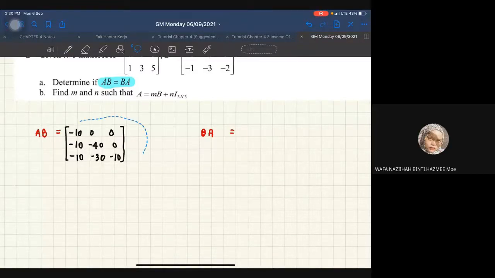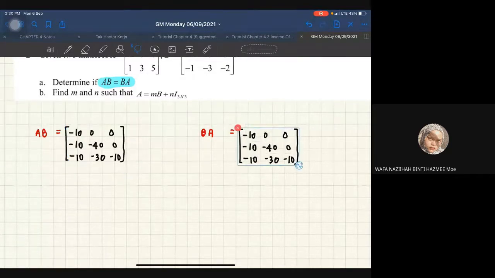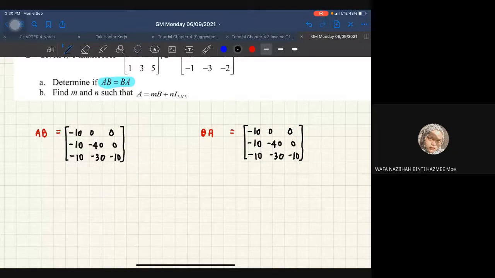Okay, so BA pun dapat yang sama kan? Sama. Okay, sama. So, conclusion yang awak boleh buat. So, you can conclude over here that AB is equal to BA. So, ni sahaja.